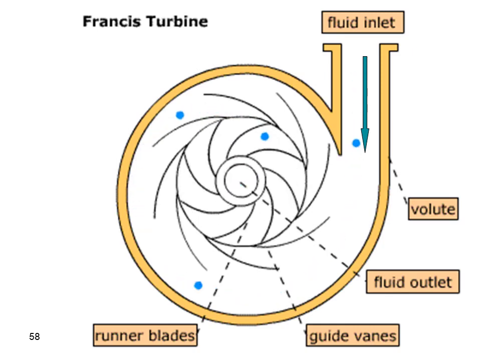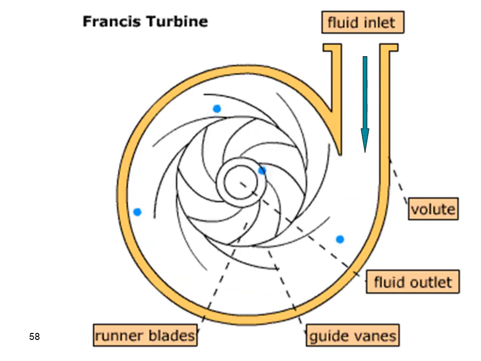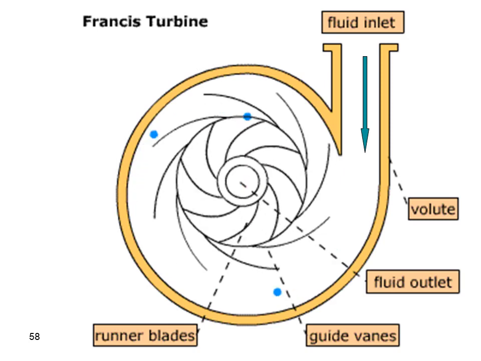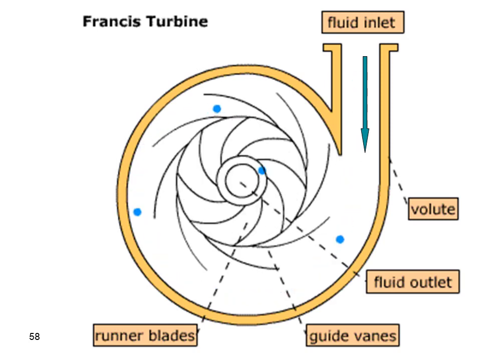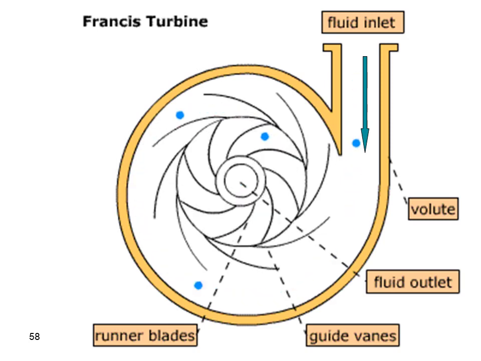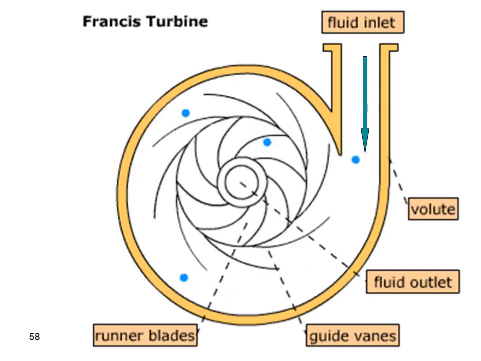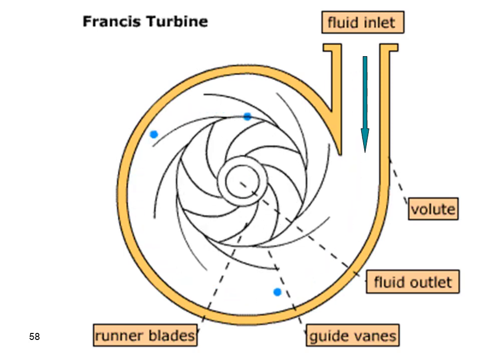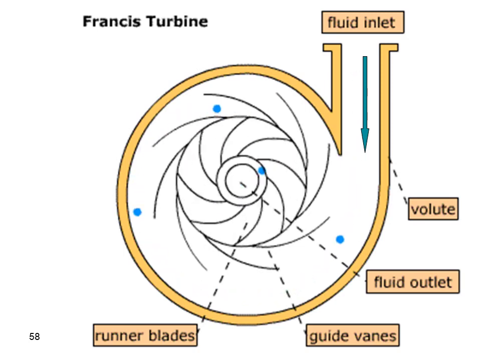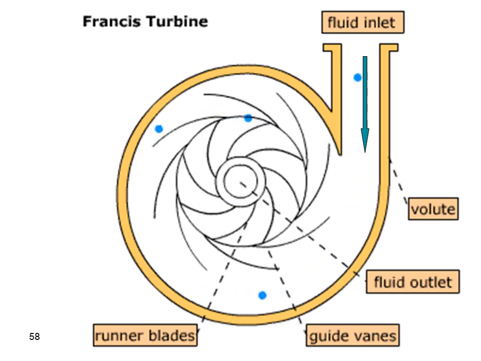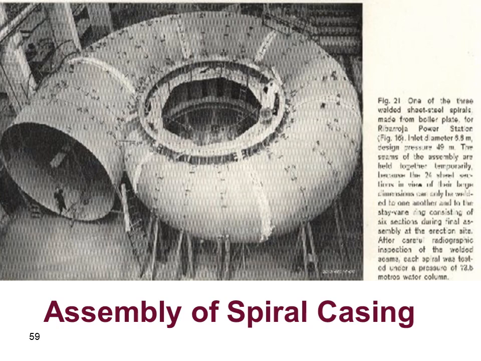Okay, as we see in this animation, it's a casing, and inside the casing there is that rotating part, which we call the runner. Outside the runner blades, there are other fixed blades, we call them guide vanes, and after the water gives its energy to the runner, it goes downstream from the central opening inside the hydropower plant.